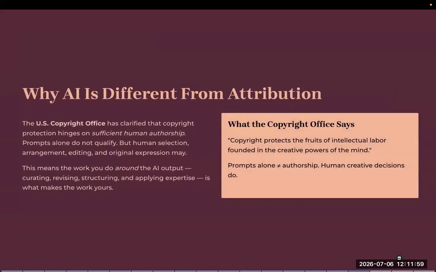Why is AI different from attribution? The United States Copyright Office has clarified that protection hinges on sufficient human authorship, creativity in human authorship. So prompts alone don't qualify as that. You would need human selection, arrangement, editing, original expression. However, say you used AI to help you generate a table of contents and organize information, or to create a couple of infographics. You just have to tell us what you did with that, but you are still the original person. You're the original content. You can put it in a Creative Commons license. You just have to tell us how you used the AI. Human creative decisions are the important element of that.